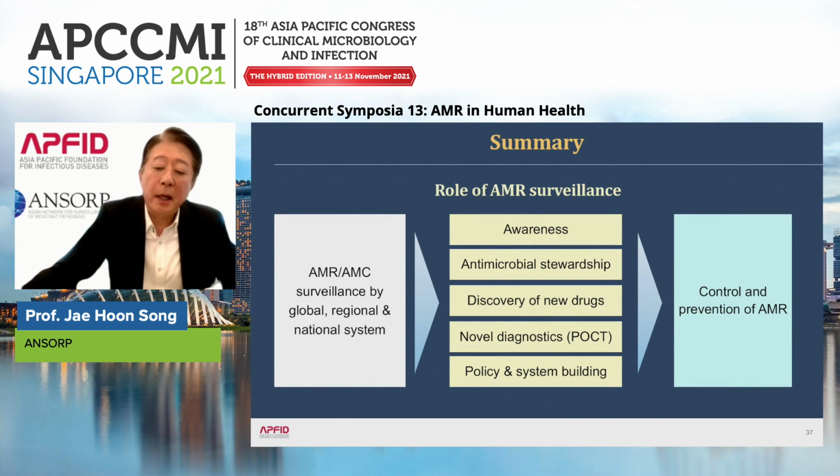So in summary, AMR and AMC surveillance by global, regional, and national programs have very important roles in combating AMR. It can increase the awareness of AMR, promote antimicrobial stewardship, boost discovery of new antibiotics and novel diagnostics, especially POCT, and provide relevant information for building the relevant policies and systems. When all of these measures based on surveillance are successfully implemented, we can see the decrease in AMR that can save millions of lives from fatal infections in the future.